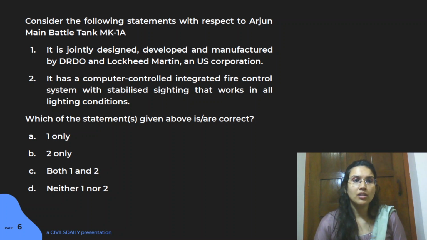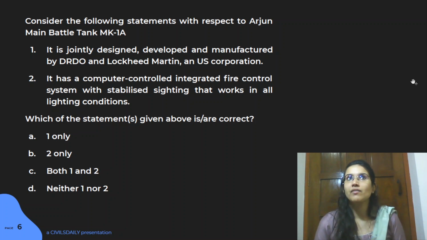So the first statement here is that it is jointly designed, developed and manufactured by DRDO, Lockheed Martin, and a US corporation, and second is that it has computer control integrated fire control system with stabilized sighting that works in all the lightning conditions. So the answer for this particular question is actually B. The statement 1 is wrong.